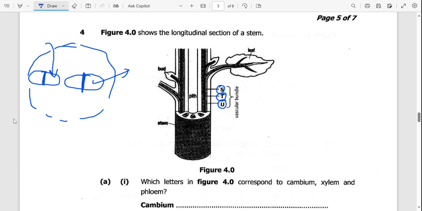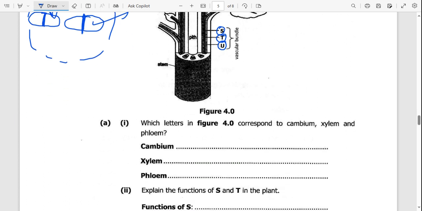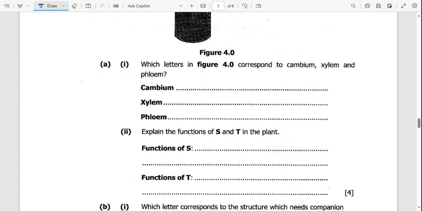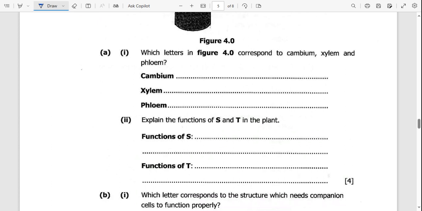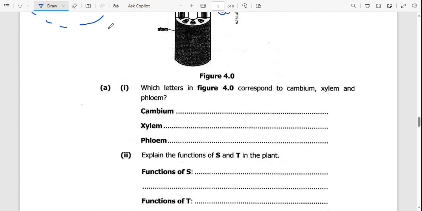By this diagram, I cannot tell. I think that's where it ends. The arrows. You need to take note where the arrows are ending. Explain the function of S and T in the plant. So what did we say S was?